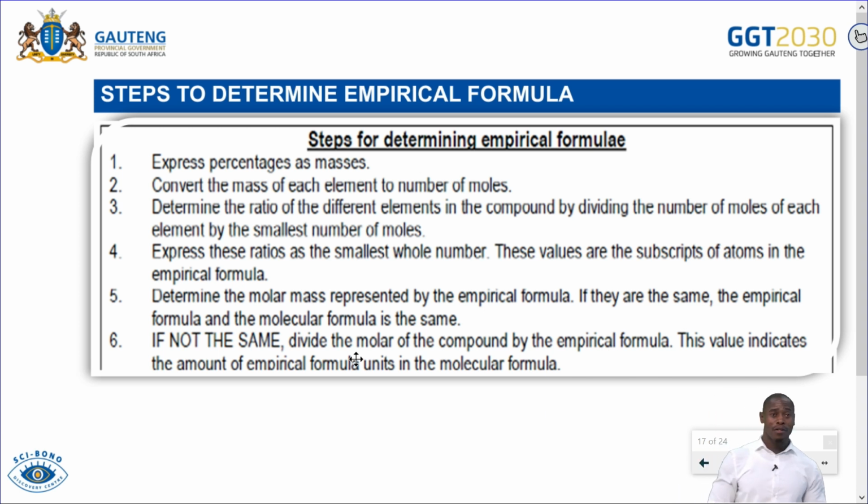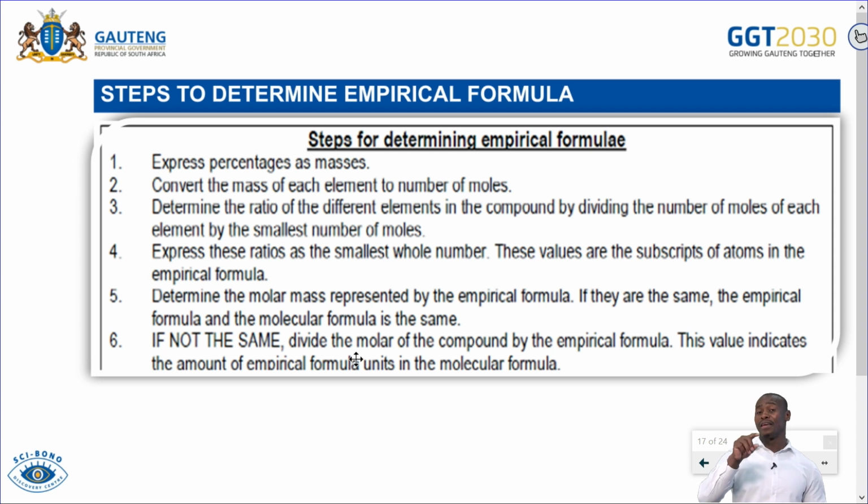So first thing, if you're given percentages, you express those percentages as masses. Number 2, you convert those masses to number of moles. 3, find the ratio of those elements. How do you find the ratio? You divide the number of moles of each element by the smallest number of moles. Then from there, you'll have your empirical formula.